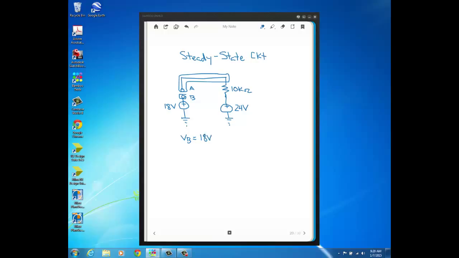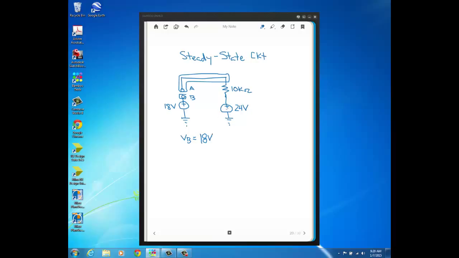Oops. 18. Let's draw that over again. Okay, so yeah, 18 volts. It's a little bit better.